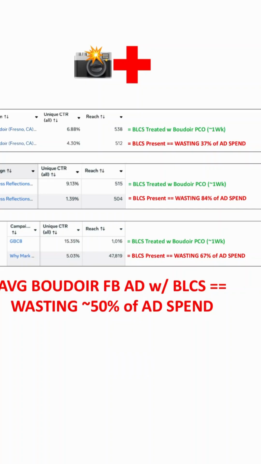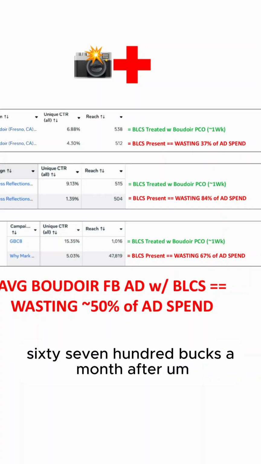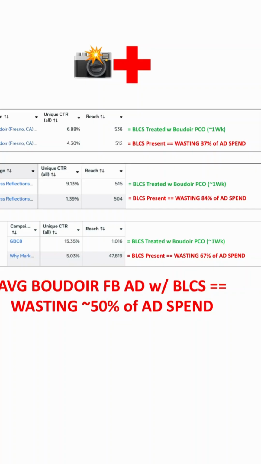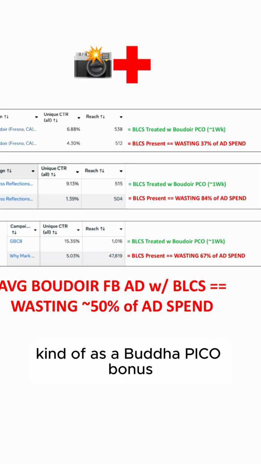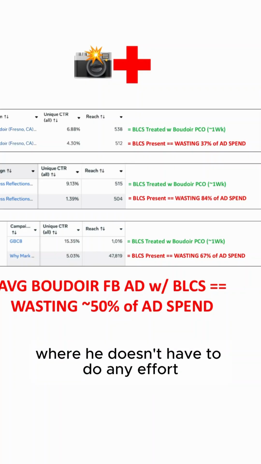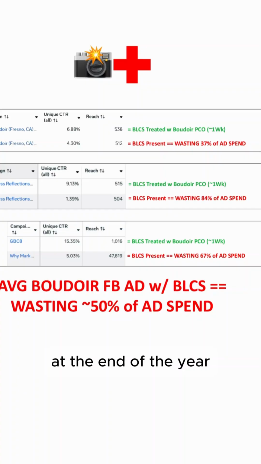And as a result, he can pocket that 6,700 bucks a month and not actually spend it, kind of as a Boudoir Pico bonus where he doesn't have to do any effort, just keeps that money. That's like 80 grand after the end of 12 months at the end of the year.